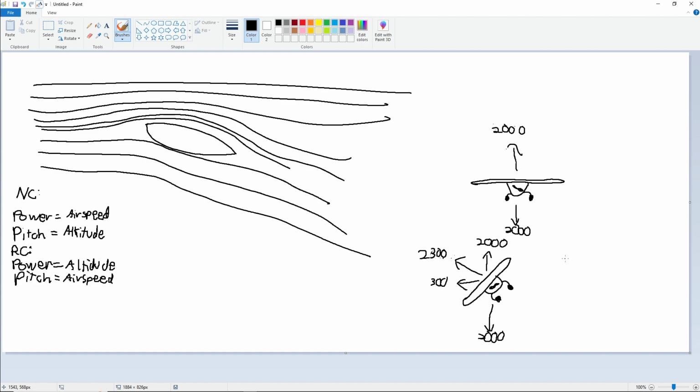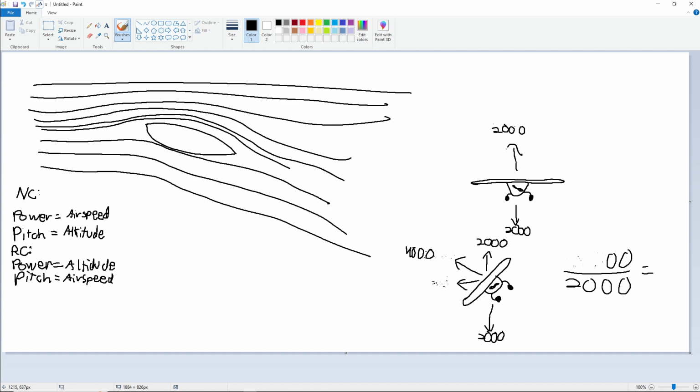So now I'm creating 2,300 pounds of lift, and the aircraft still weighs 2,000 pounds. If you do the math, I don't want to do the math right now, but this would be how much load factor we're experiencing. Now, in reality, at a high bank angle like this, let's delete that. This would probably look more like 4,000. Again, I'm using arbitrary numbers.